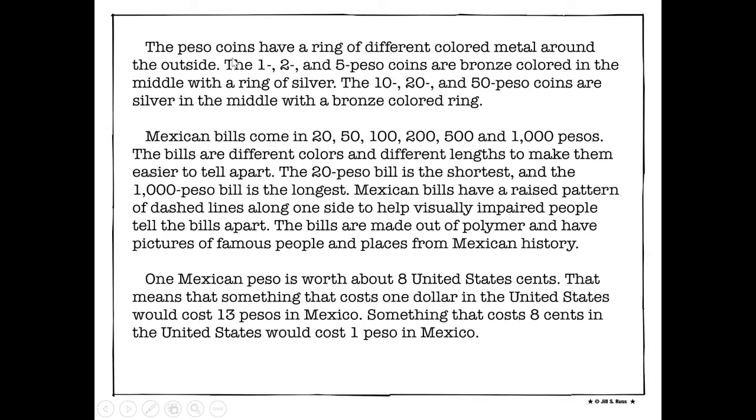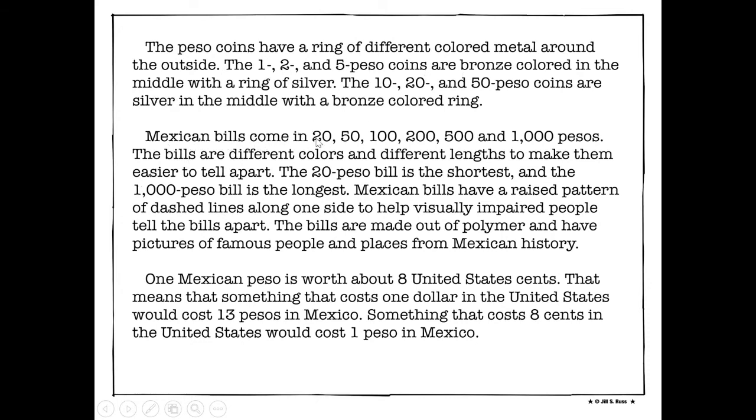The peso coins, or the dollar coins, have a ring of different colored metal around the outside. The $1, $2, and $5 peso coins are bronze colored in the middle with a ring of silver. The 10, 20, and $50 peso coins are silver in the middle with a bronze colored ring. So the more expensive ones are silver in the middle and the least are bronze.